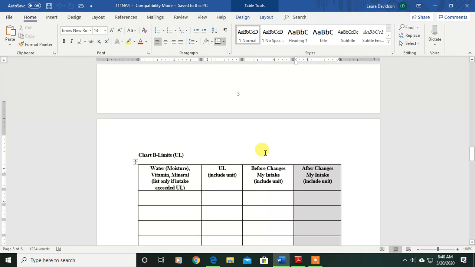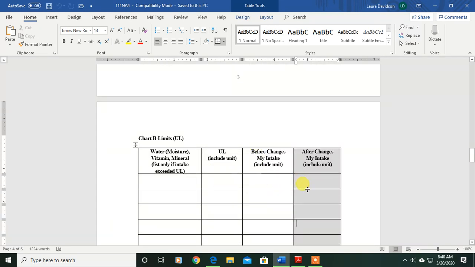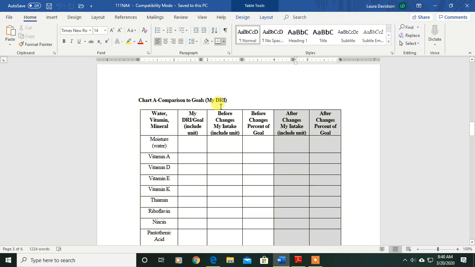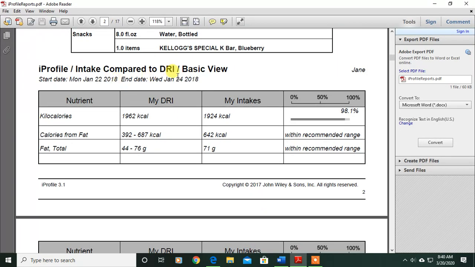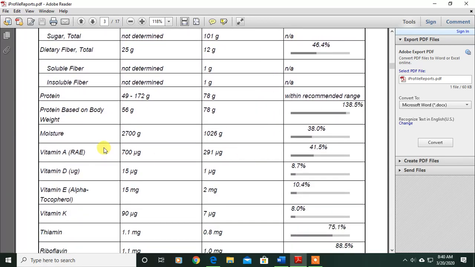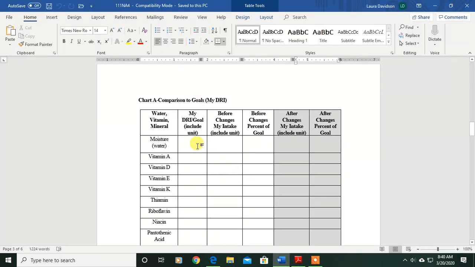So there are two tables with a white and gray area. White before changes, gray after changes. The first table is your goal, your DRI, and how your intake compares to the goal. So you get this data directly from your iProfile reports, intake compared to DRI. And you're going to start with moisture and run all the way through the vitamins and minerals listed in this basic report. So you'll be simply copying these numbers and inserting them into your chart here. This will show you how far you are from that goal.